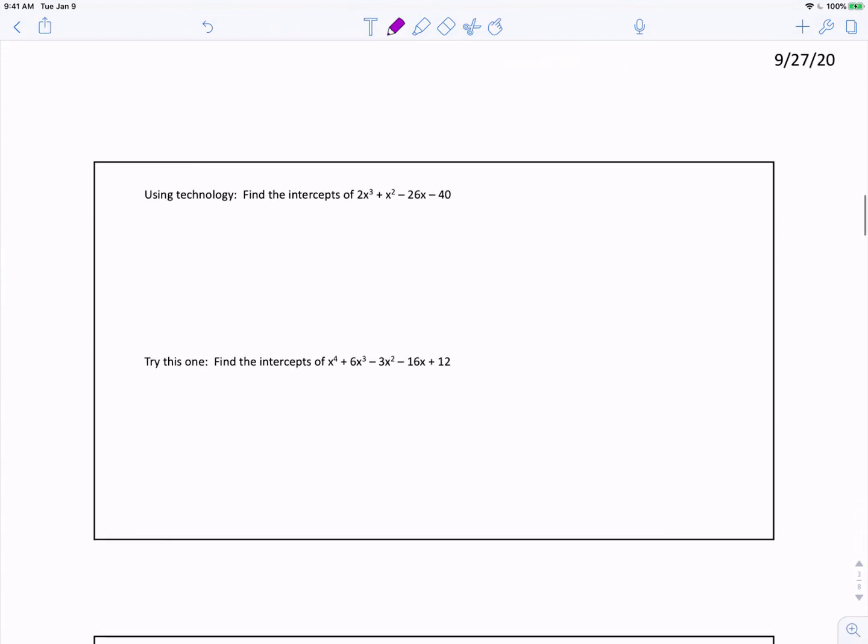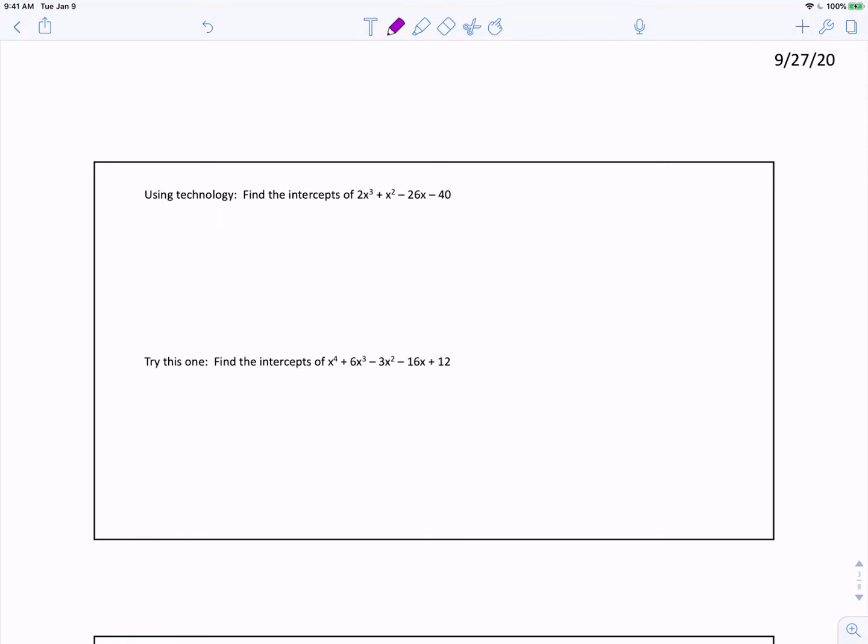Now, a lot of times we can't factor, we don't feel like factoring, we don't want to factor, for a variety of reasons. And so you can use technology to find intercepts. I can't do that on my iPad very well, so I'm going to do this one in class. But I have this placeholder in your notes, and I'm going to kick off our classwork time on this topic while I show you on a graphing calculator.